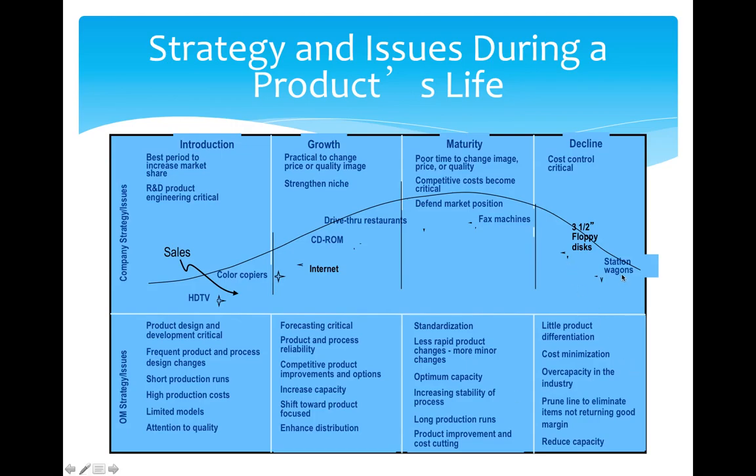And then when it's on the decline, then you definitely need to try to find ways to reduce your costs, standardize the product for sure, get rid of your excess capacity, and then of course streamline only to the products that are still selling reasonably, even though it's in decline. Okay, so we'll stop with that.